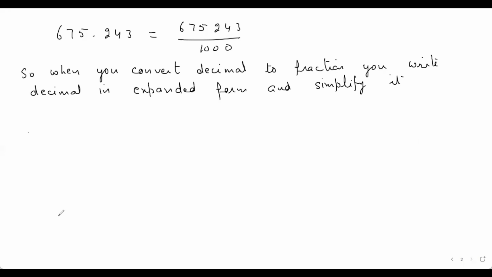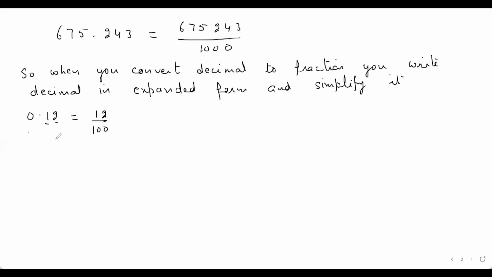So when you convert decimal to fraction, you write decimal in expanded form and simplify it. But this is a very tedious work. So generally we don't do this. What we do, suppose we are to convert 0.12 in the fraction. So what we do, we write 12 by 100.